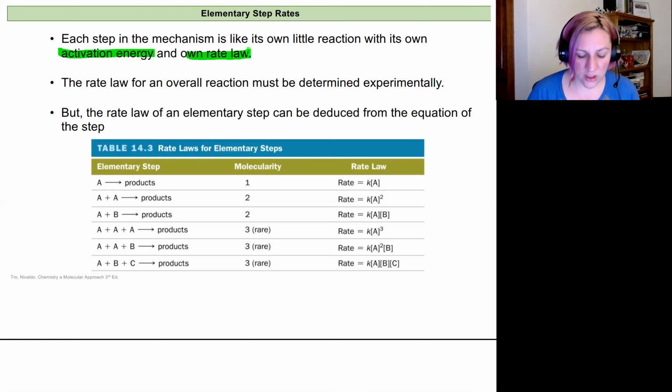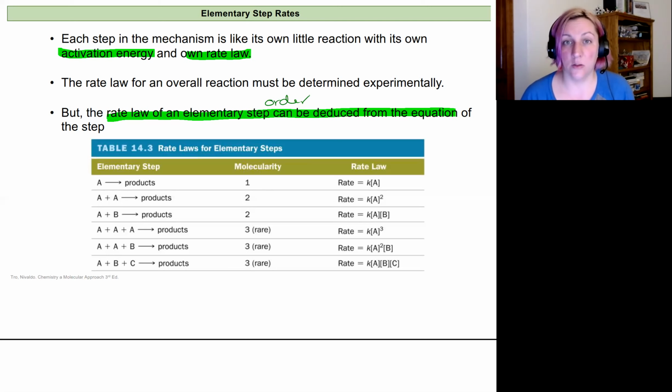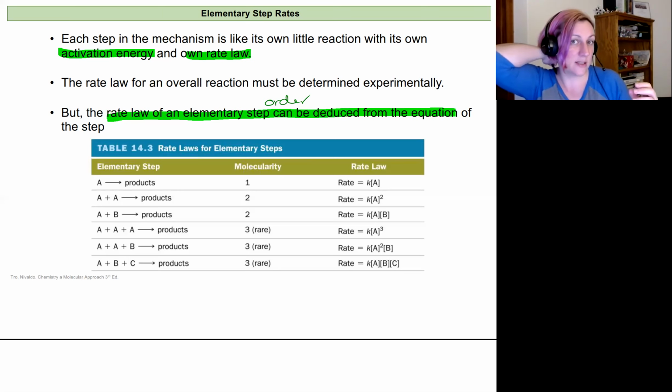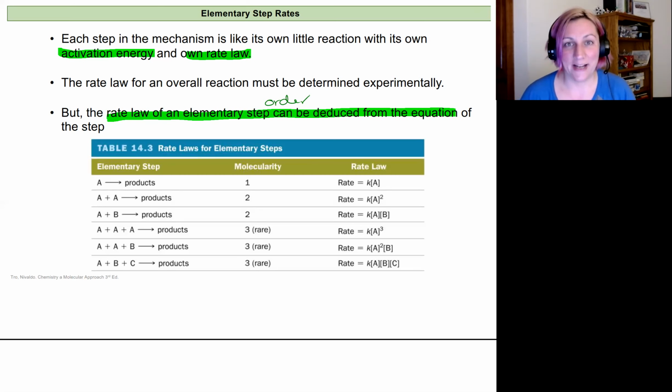And really what we're deducing when we look at this is the rate law's order more than anything else. So we're getting the order from it, not necessarily the rate constant. For that, we would have to have some experimental data about the dependence of the rate on the concentration. And so here's a list of different elementary steps that are common. Just one molecule splitting up into products or changing its configuration, so it has broken and reformed bonds within the molecule, is going to be a first order, single molecularity reaction or elementary step.